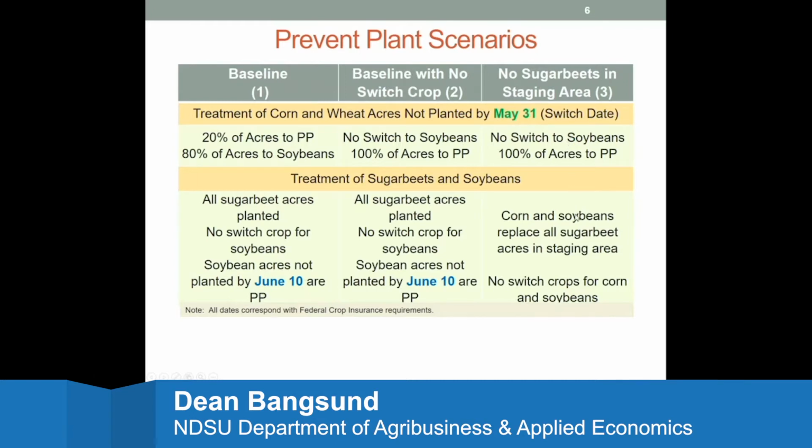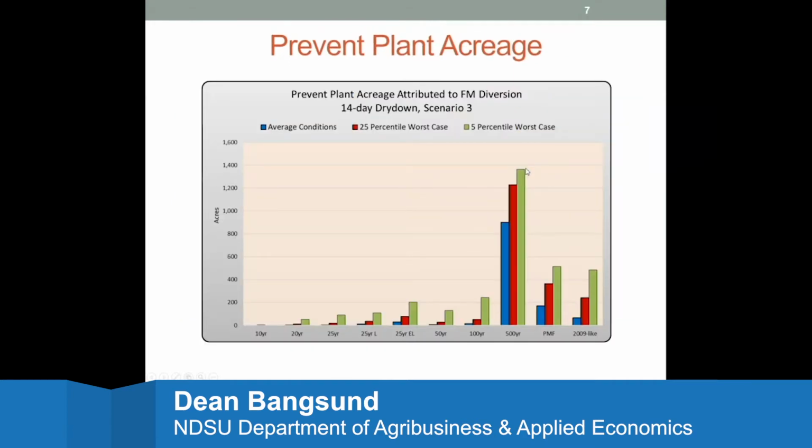And if it's too risky for producers to try to raise sugar beets on those lands that are flooded, we're modeling that sugar beet acreage to be displaced someplace else, and corn and soybeans would be raised on those acres, and those acres would be treated just like all the other corn and soybean acres. So that being said, we've got 3 conditions. We're going to focus on conditions 2 and 3 in the results.